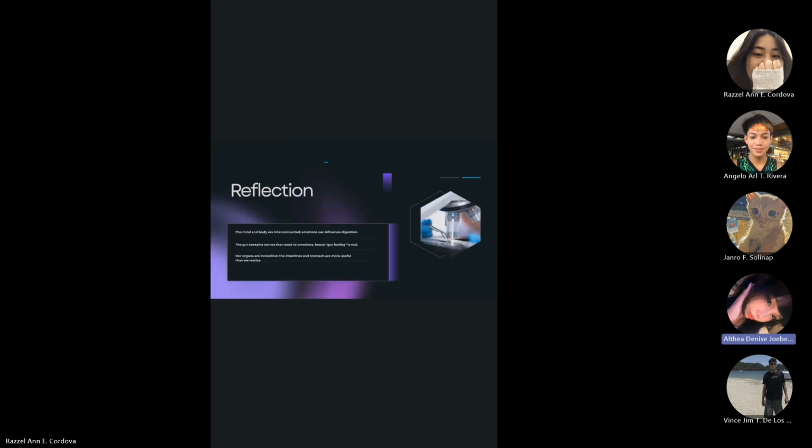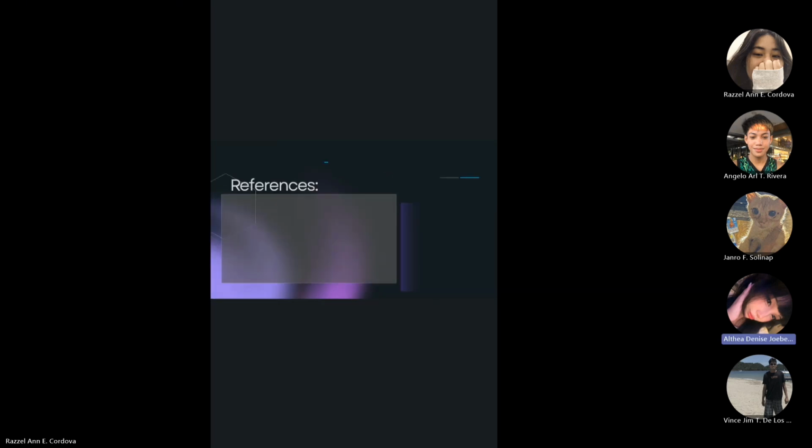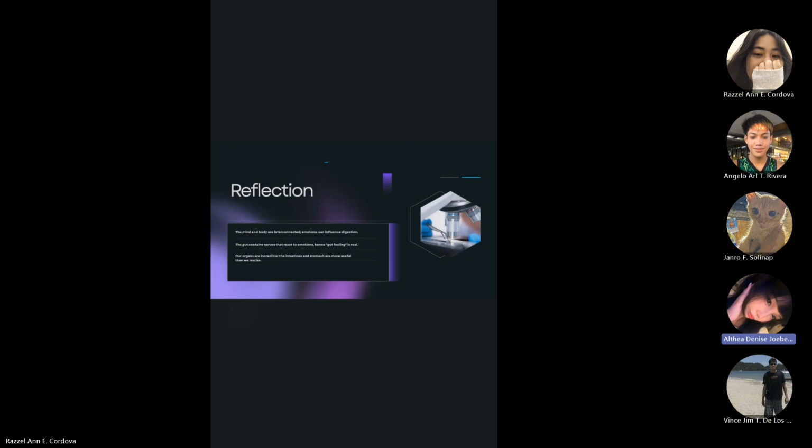Through this activity, we realized how amazing and complex our digestive system is. It's not just about food, it's about how the body reacts to stress, emotions, and health in general. We learn to appreciate how each tiny structure inside us plays a big role in keeping us alive and healthy. Overall, it was a fun and eye-opening experience to actually see what we've been learning in class.